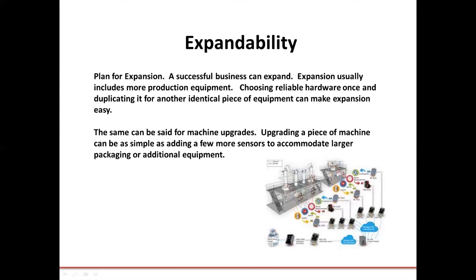This is easy to do by planning ahead with software and hardware that can be both expandable and duplicatable. The same can be said for machine upgrades. Sometimes you just need to add a few sensors. For instance, if you need to accommodate larger boxes or different packaging, you can use the same production packaging equipment by just incorporating a few additional sensors and adjusting the sensor positions or sensor types to accommodate the new packaging.